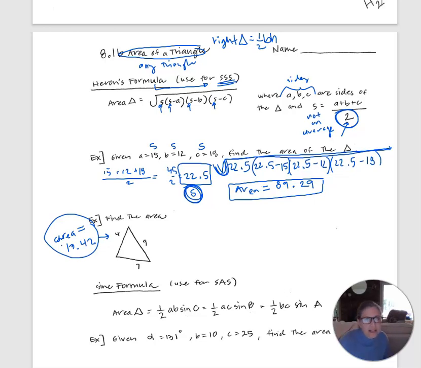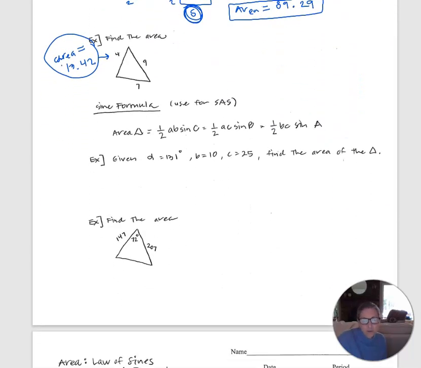All right, so that is the area formula if you have the three sides, but we don't always have the three sides. So we have another formula called the sine formula, and you use the sine formula if you have the side, the angle, and the side. Again, this works for any triangle, okay? Any triangle that you have a side, angle, side. It does not have to be a right triangle.